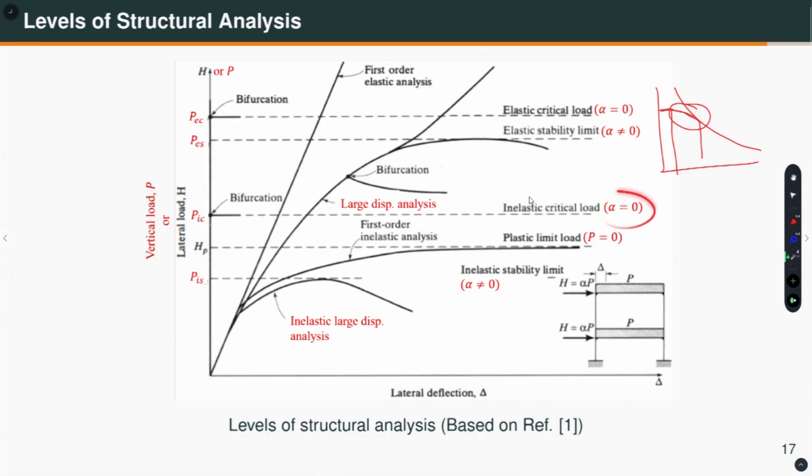So, I will stop here in this lecture, and in the next lecture we will continue from here and talk about the other levels of analysis. So far, what we have covered is first order elastic analysis, we have covered elastic critical load analysis, and then we have discussed very briefly, just introduced you to the idea of inelastic critical load analysis, and we will continue from here in the next lecture. Thank you.